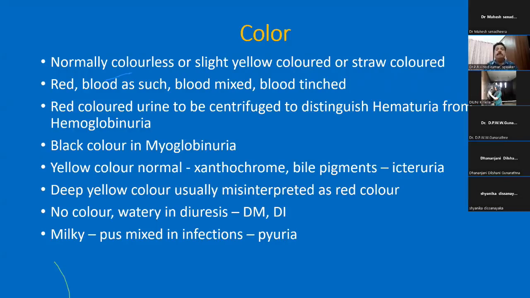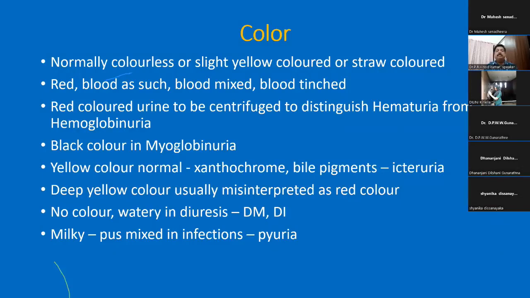Sometimes deep yellow color is misinterpreted as red color. That also can happen. For example, the dog is not drinking any water at all, or there is concentrated urine of that sort. It is not eating food for the last 1 week, very weak, and the urine is too concentrated. Deep yellow color. Sometimes the owner will say that there is red colored urine.